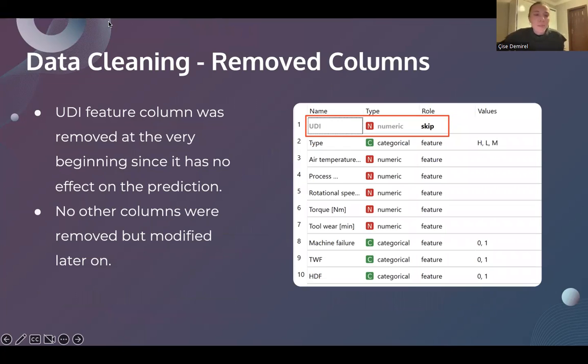I'm sorry. Here I will talk about data cleaning that we did. First of all, we start with the UDI feature that is an unnecessary feature for the prediction since it has no effect on the prediction. We remove that column, and no other columns were removed, but we modified the columns. You will see later.